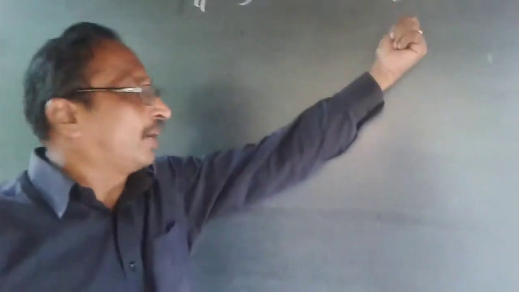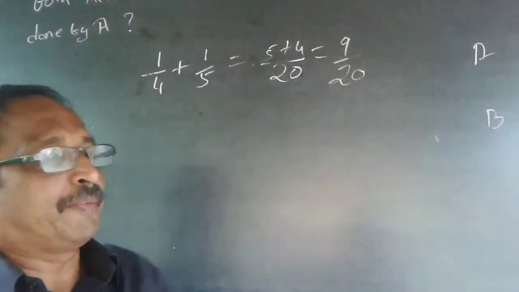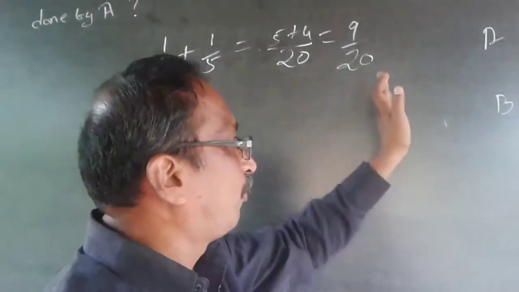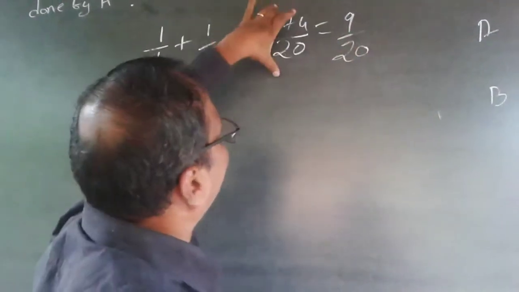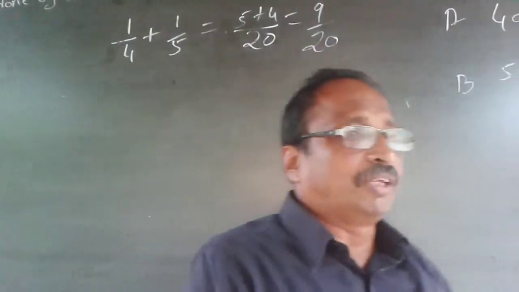And when they combine together, they will do the work in 20 by 9 days. So if I write 1 by x first, then x will be 20 by 9. They require 20 by 9 days to do the work. That is one way of doing it.